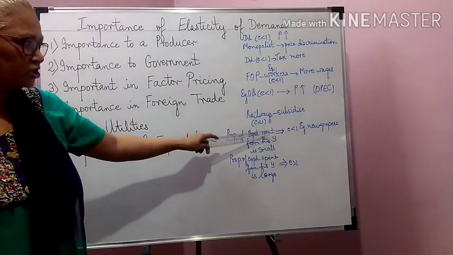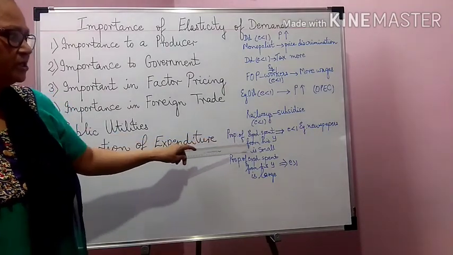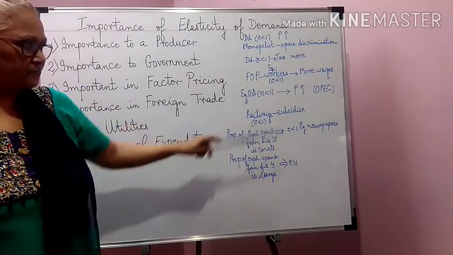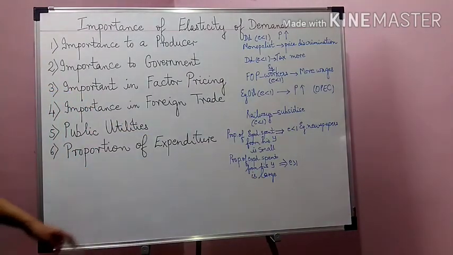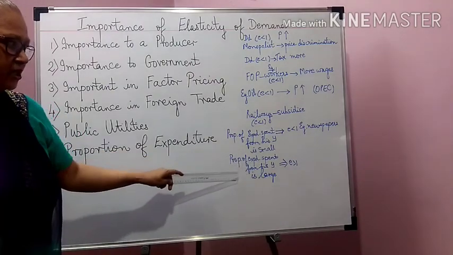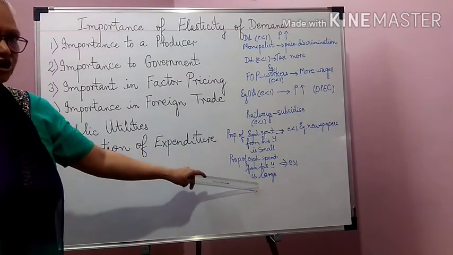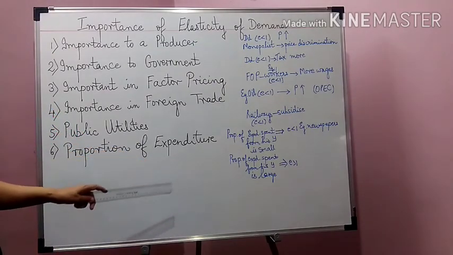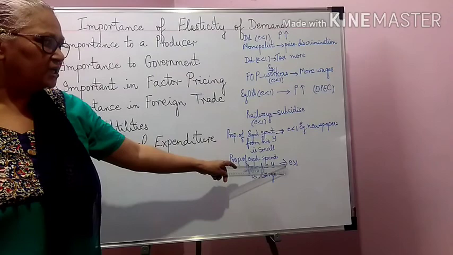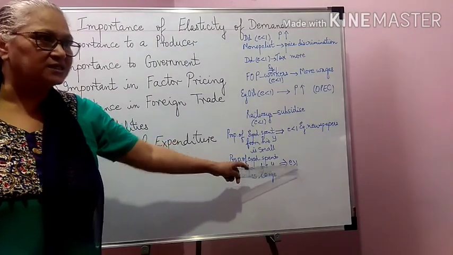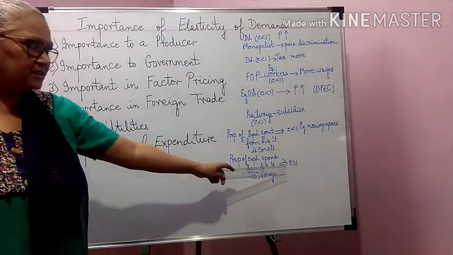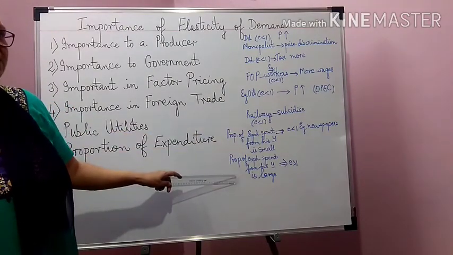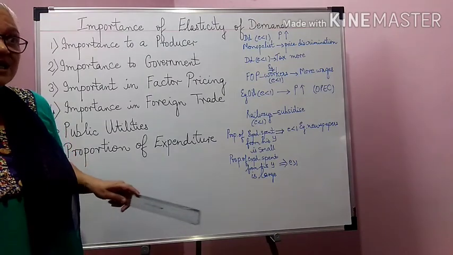If the proportion of expenditure spent from his income is very small, it is relatively inelastic. Whereas if the proportion of expenditure spent from his income is large, in that case, the elasticity of demand will be relatively more elastic. So in the first case, it will be relatively inelastic. In the second case, it will be relatively elastic.